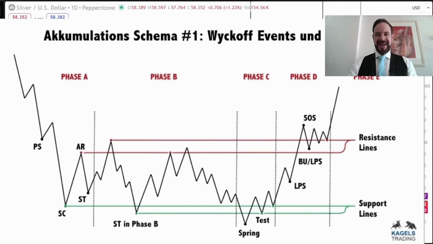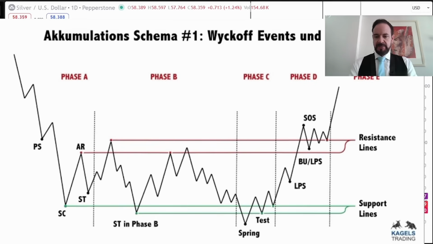Wyckoff accumulation and distribution patterns. Accumulation happens after a long, steep correction. Well, we certainly have that in silver. Distribution happens after a long bull run. What makes Wyckoff patterns so unique is that they are basically a pattern recognition for the behavior of the institutional money. It was developed about 100 years ago and it has stood the test of time.